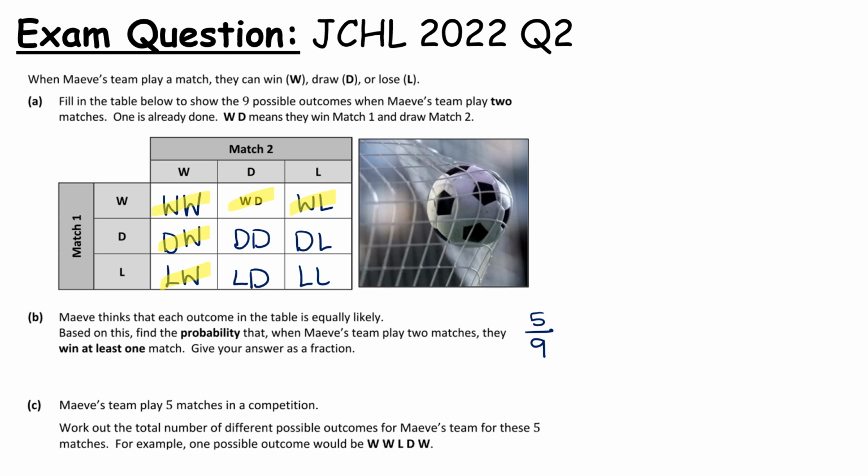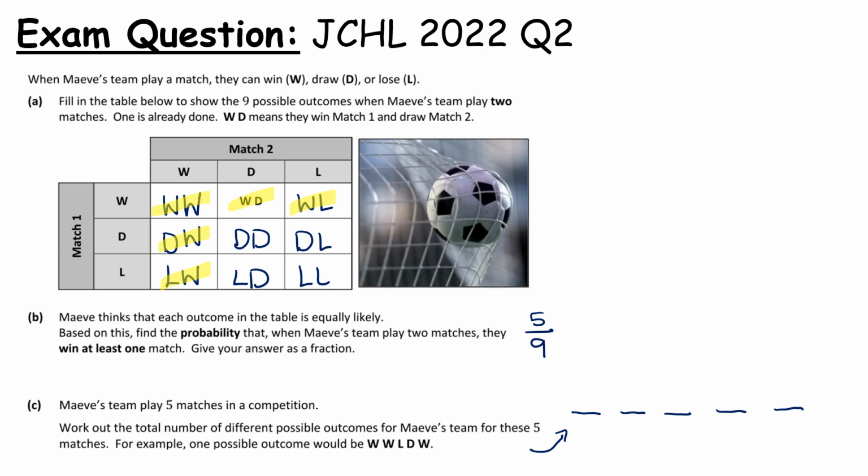Now, what we've done in part A is we've used our two-way table to look at 2 matches. Unfortunately, given the fact that your screen or your page is 2-dimensional, we can't go beyond a two-way table. So if we want to go beyond that, we need to think of other ways we can work. So to figure out how many outcomes there are, we need to think that there are 5 matches. So 1, 2, 3, 4, 5.